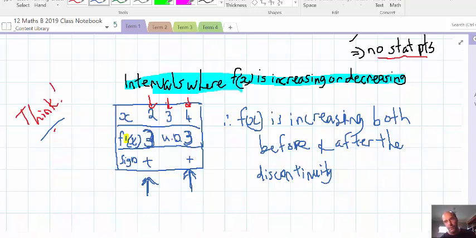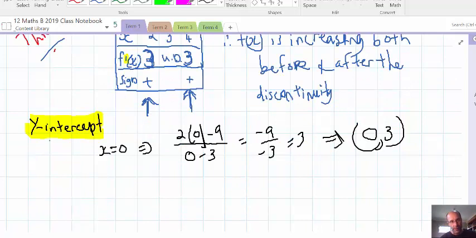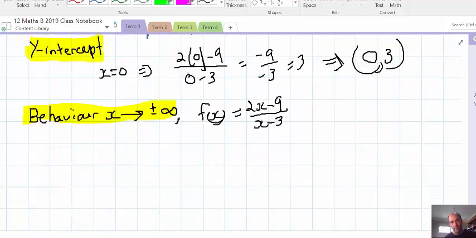Okay, so before and after. Before the discontinuity, it's after, rise, discontinuity, rise again. Interesting. The y-intercept is our next major point, and when we substitute x equals 0, we get the y-intercept, and as you can see, we've got an intercept at (0, 3). So (0, 3), it cuts through the y-axis.